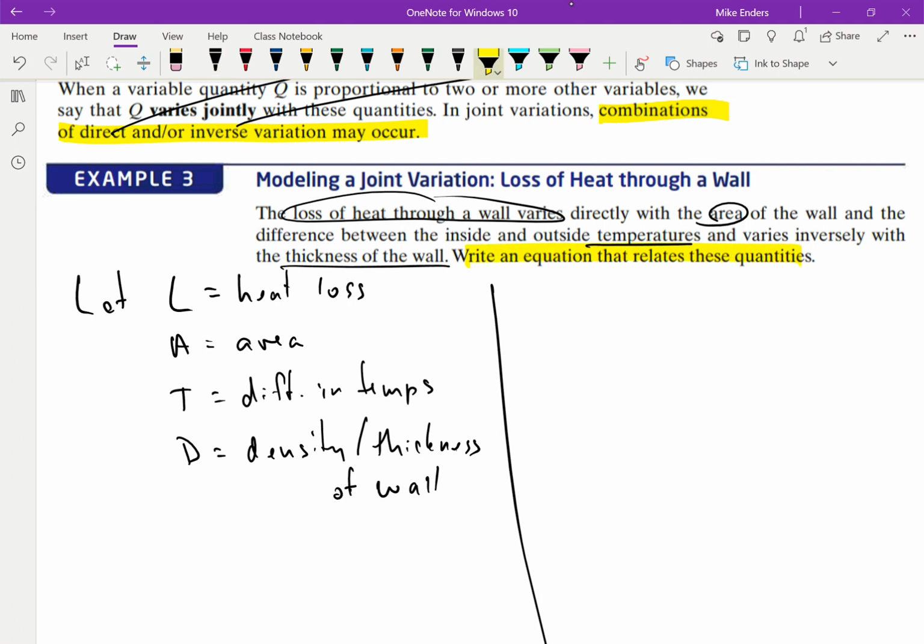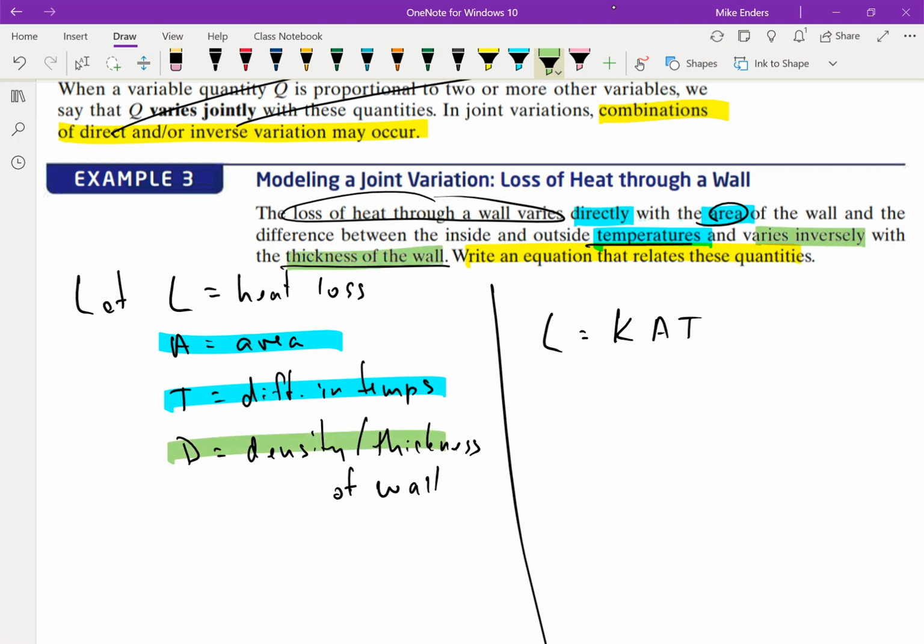So we've defined our variables. Now let's write an equation that relates all of these variables together. So the loss of heat through the wall varies directly. So L equals K multiplied by all the things that vary directly. So what's varying directly? Well, we've got the area of the wall, and we've got the difference between the inside and outside temperatures. So we're going to end up using K times A times capital T. Looks like L equals cat at the moment. We get some interesting words that pop up occasionally when we do these. Other items, let's see, varies inversely with the thickness of the wall. So thickness of the wall we said was D. So I'm going to go ahead and divide this by D.